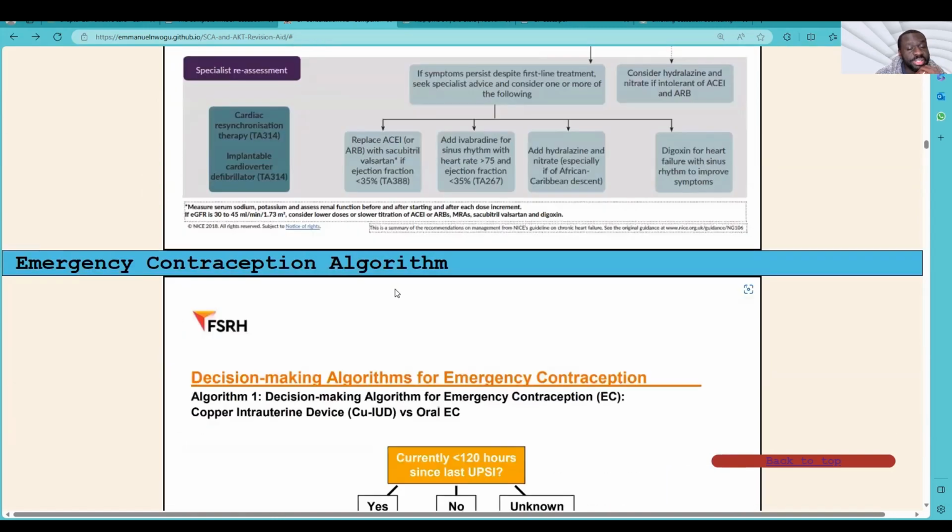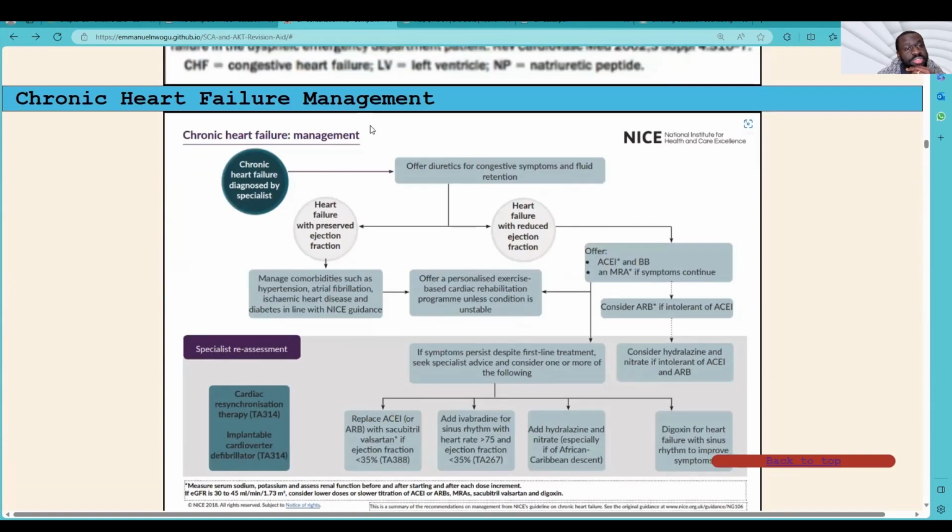How do you manage heart failure essentially? For chronic heart failure diagnosed by specialists, offer diuretics for congestive symptoms and fluid retention. Heart failure with preserved ejection fraction versus heart failure with reduced ejection fraction: with preserved ejection fraction, typically it's about managing the fluid overload. Manage comorbidities such as hypertension, AF, ischemic heart disease, and diabetes in line with the NICE guideline. Offer a personalized exercise-based cardiac rehabilitation program unless the condition is unstable.